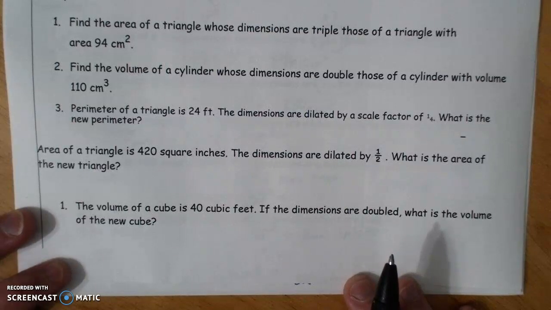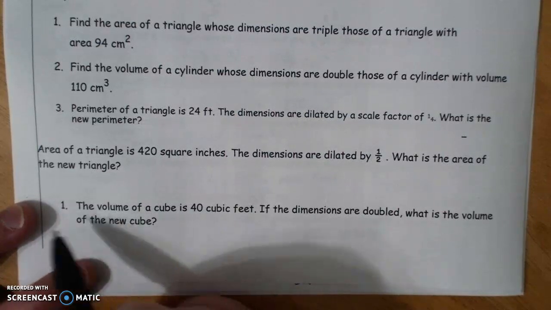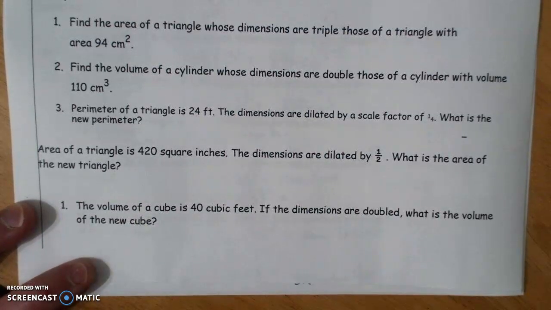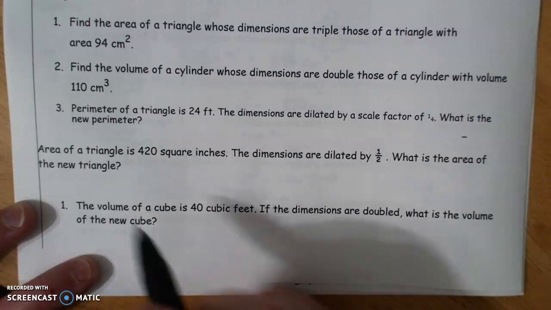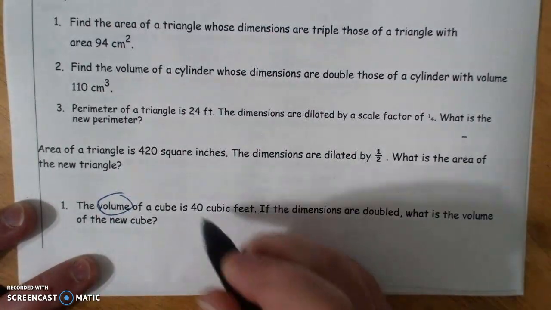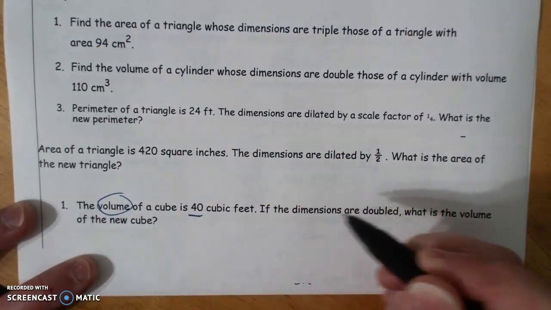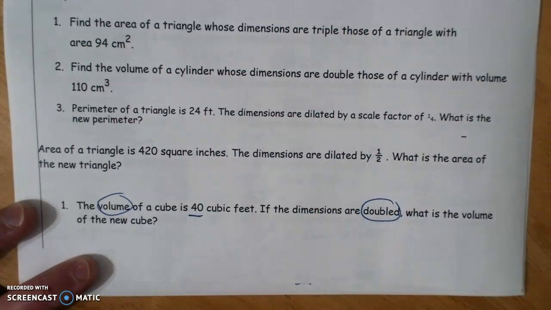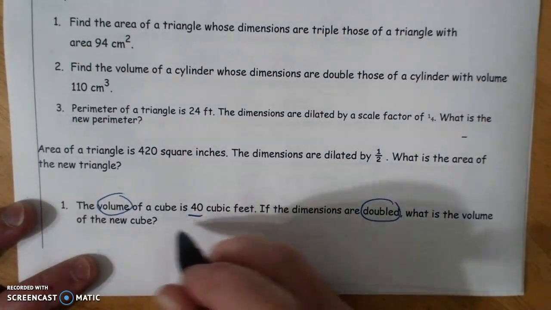I surely didn't time my last video perfectly because I left one problem. So I'm going to go ahead and do this problem and then summarize it on the back. So I got the volume of a cube, 40 cubic feet. The dimensions are doubled. What is the volume of the new cube?